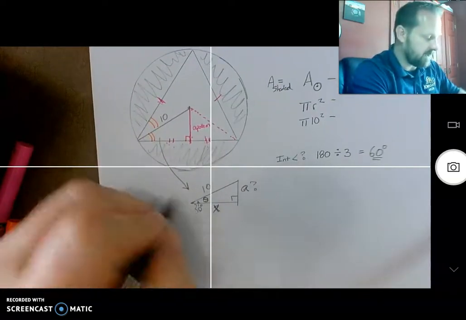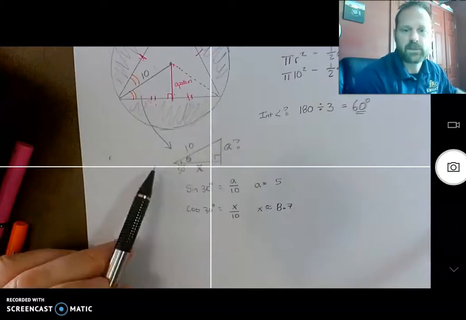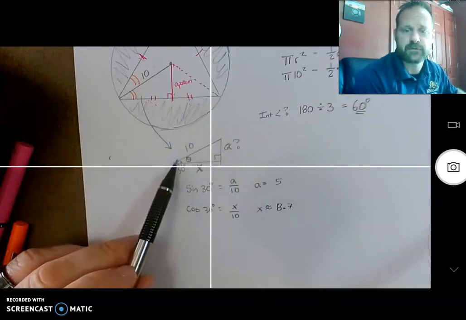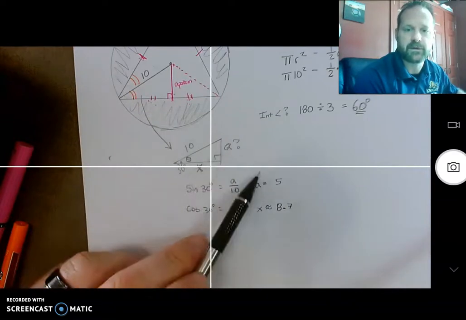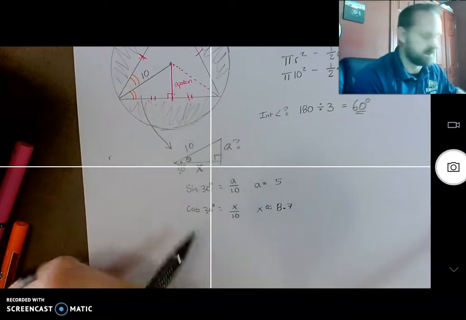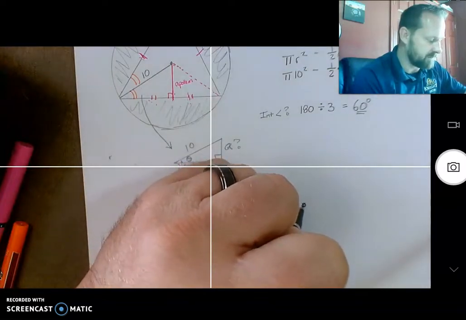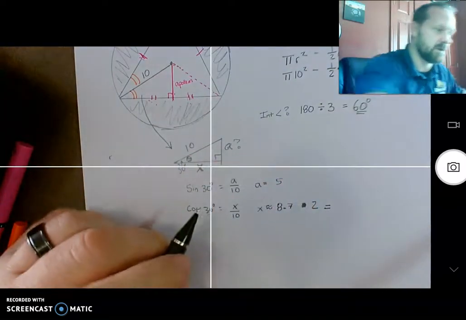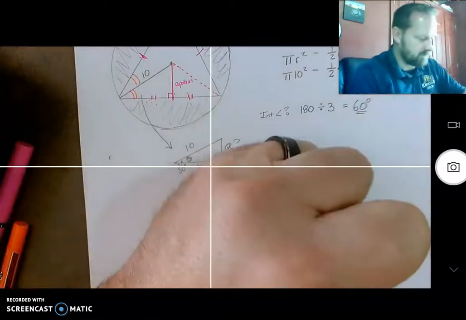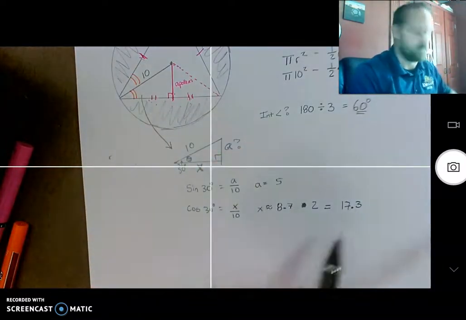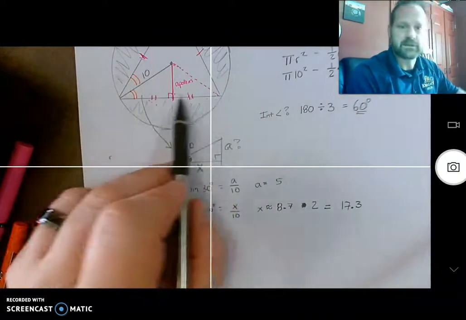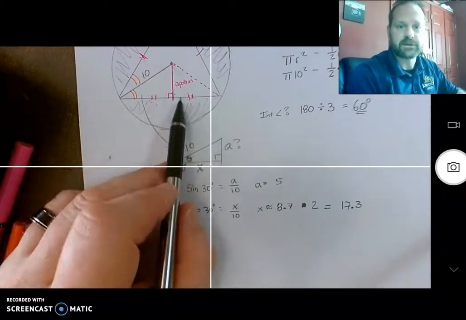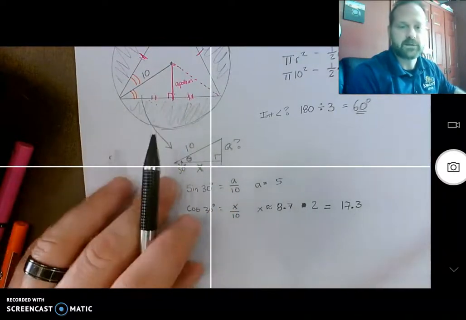So now I'm going to use trig functions, set those up. Just simple trig functions: sine of 30 is opposite over hypotenuse, and cosine is adjacent over hypotenuse, solving for each individually. The apothem then is 5. X is 8.7. I want to multiply by 2. Times 2, 17.3 is going to give me the total side length. So going back to this, the total side length is 17.3. The apothem is 5. And so then we have everything we need.